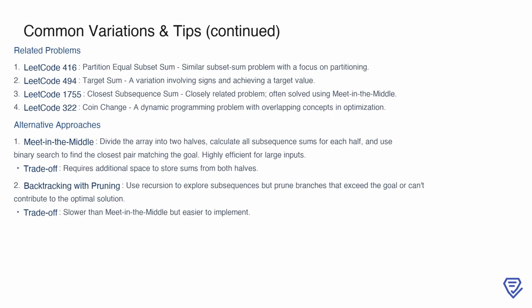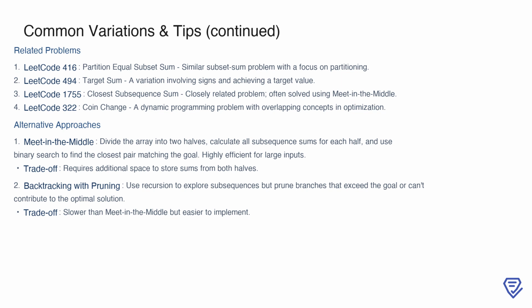This problem also has strong connections to other problems on LeetCode. For example, LeetCode 416, partition equal subset sum, involves finding subsets with equal sums, which is a similar challenge. LeetCode 494, target sum, introduces the additional complexity of using signs to achieve a target value. Of course, LeetCode 1755, closest subsequence sum, is the problem we're focusing on, and it's often solved with the meet in the middle approach. Additionally, LeetCode 322, coin change, is another dynamic programming problem with overlapping optimization concepts.